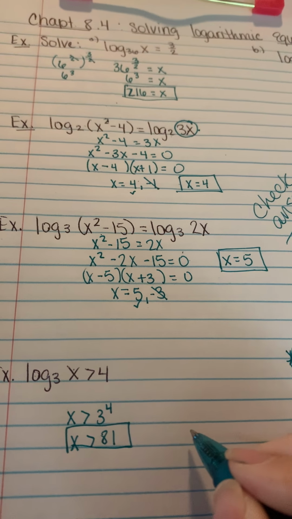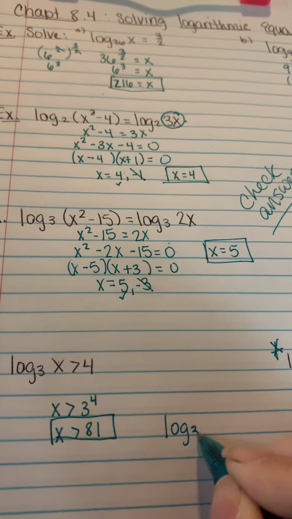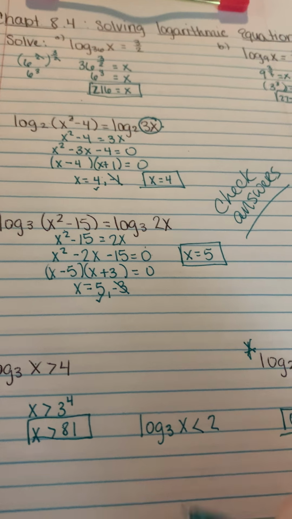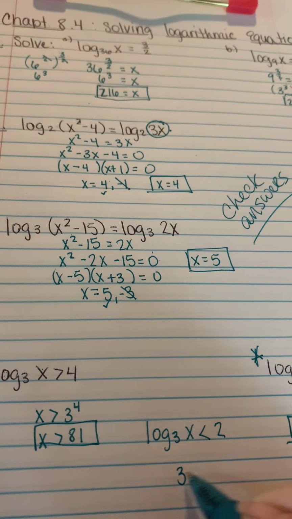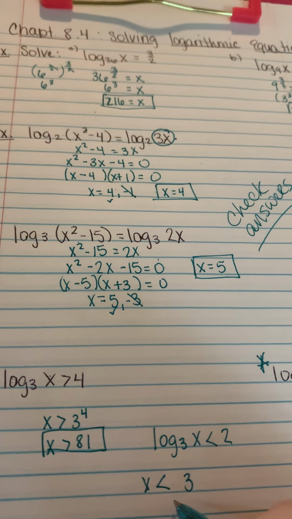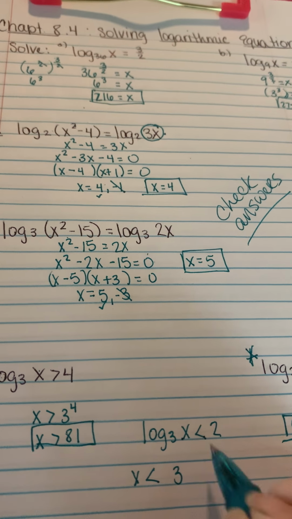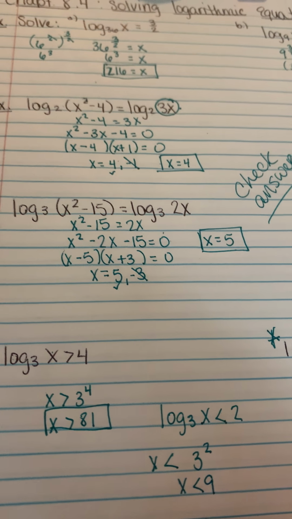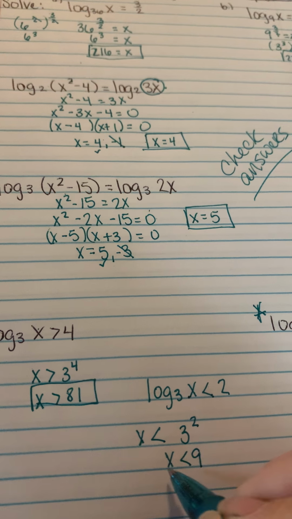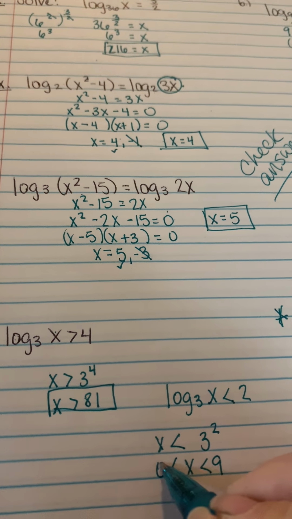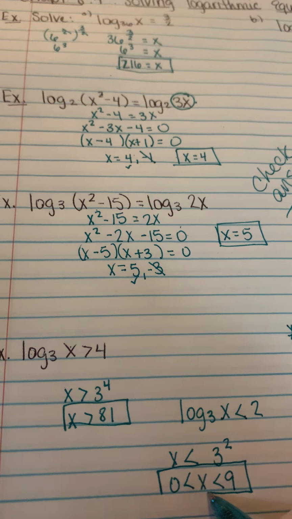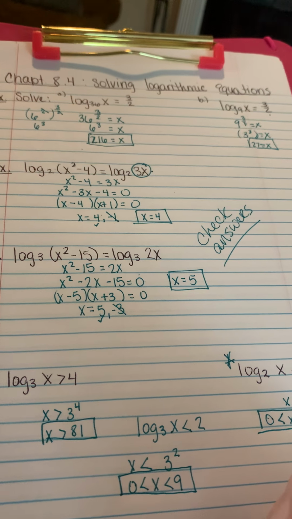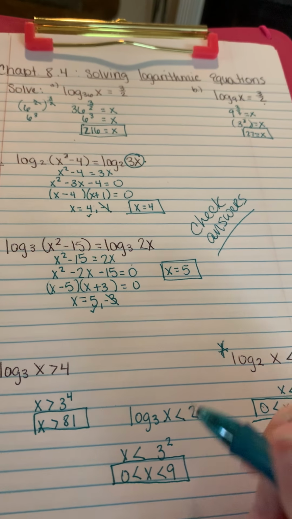Okay? Let's do one more of those. If I have log base 3 of x is less than 2. Okay? 3 is my base. X is less than, because I want to keep x on the left, 3 is my base, 2 is my exponent. X is less than 9. So because it's less than, I got to pay attention. X has got to be greater than 0. Here's my answer. Okay? All right, that should cover it for Chapter 8.4, solving log equations.